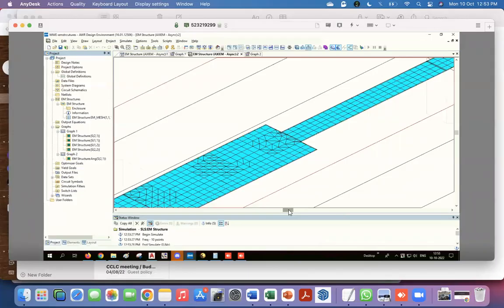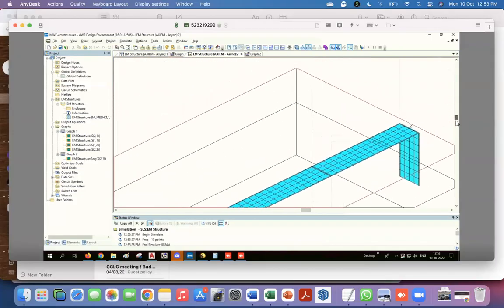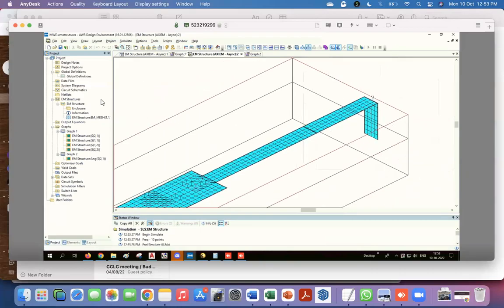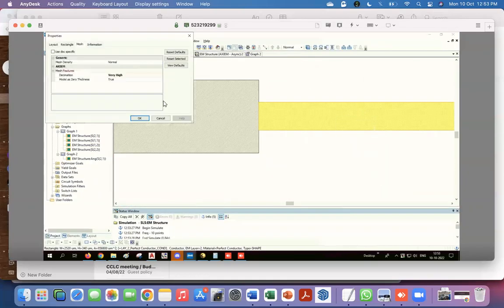So it must have some other overriding thing where it realizes the structure is too simple to need a very fine mesh, so it doesn't do it, because I think it's trying to optimize the solver time. But for smaller structures, definitely use this. So that's it.